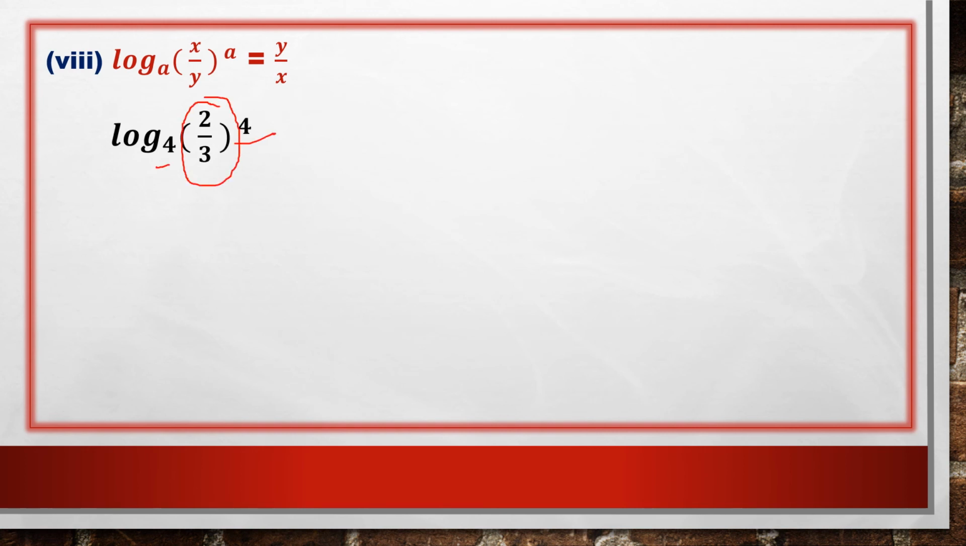So here is your next property, log a base a, in between you have x by y. So it should be reciprocal, right? So it will become y by x. Let me take an example problem. Here these two are same. So 2 by 3 is there. When 2 by 3 is reciprocated, it gives you the value 3 by 2.